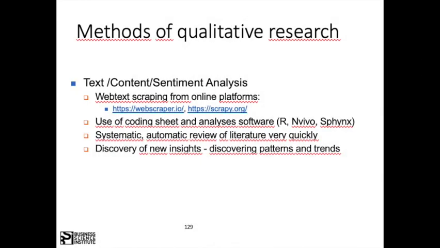The next method is text, content, and sentiment analysis, where the researcher is scraping web text from online platforms. You have a tool which is called Web Scraper or Scrapy.